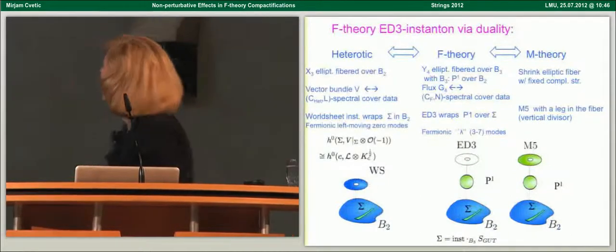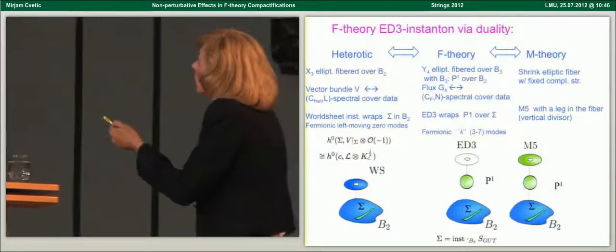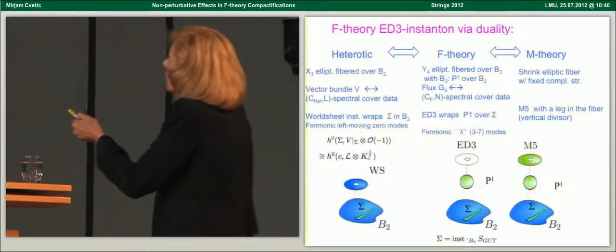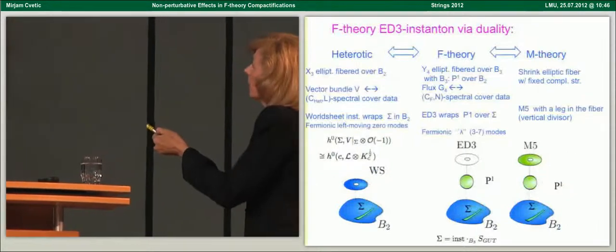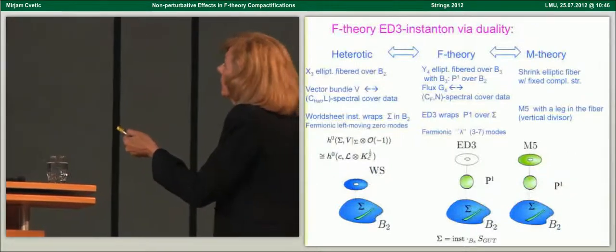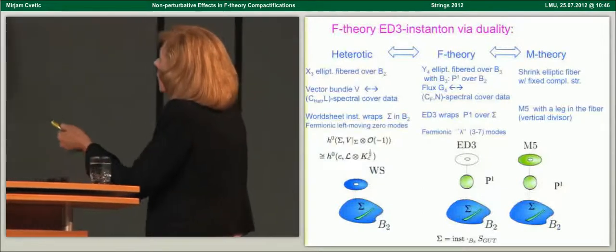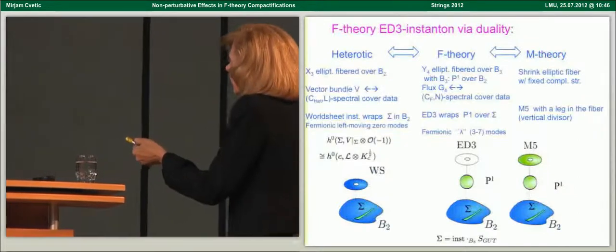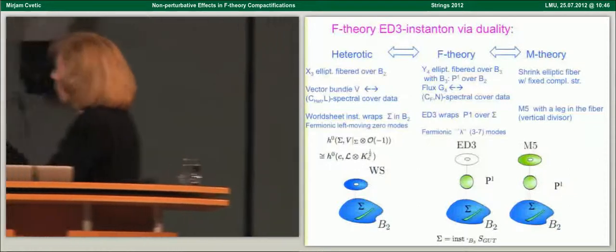We can now map that to full data on a dual heterotic threefold. In particular, the flux data can be mapped onto the corresponding vector bundle data, and the actual Euclidean D3 instantons can be mapped onto the worldsheet instanton properties in the dual heterotic threefold.